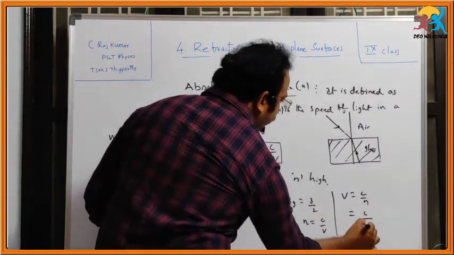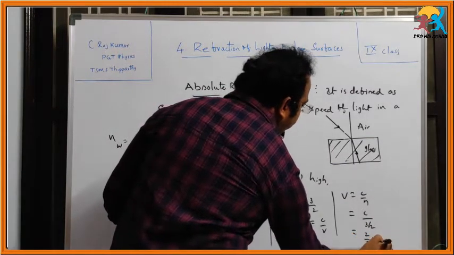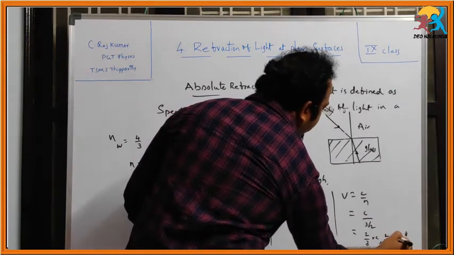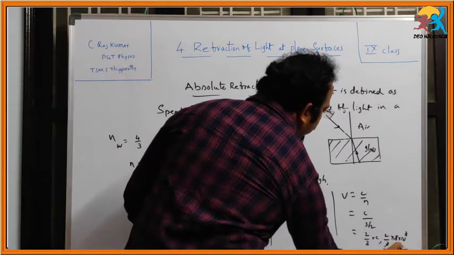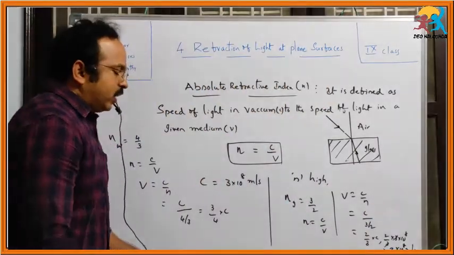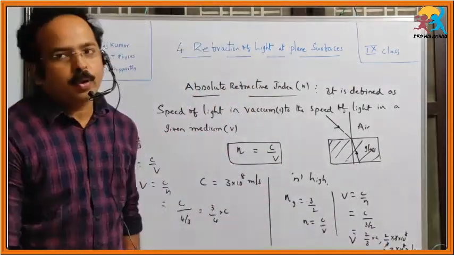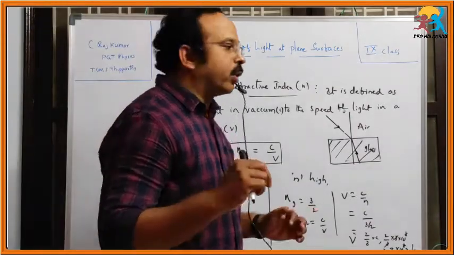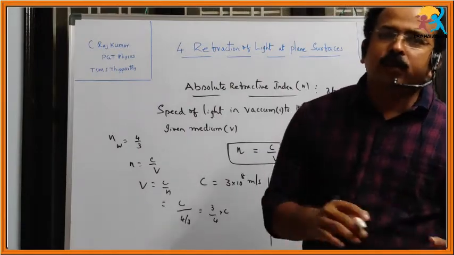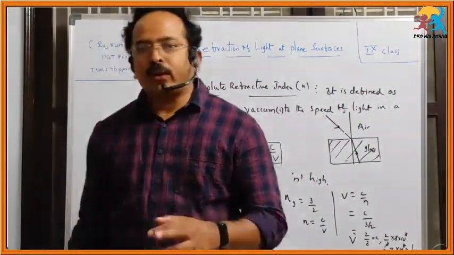How much is it? 3 by 2. That means we will get 2 by 3 into the speed of light. That is 2 by 3 into C, which is 3 into 10 to the power of 8. The 3 cancels, and we get 2 into 10 to the power of 8 meter per second. That means the velocity of light in glass is 2 into 10 to the power of 8 meter per second. So the value of refractive index gives you how fast or slow light is going. That we call the absolute refractive index.